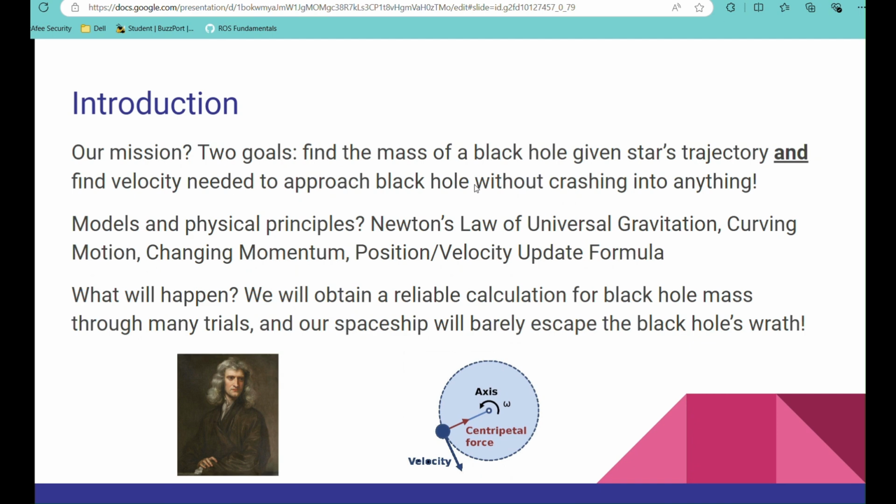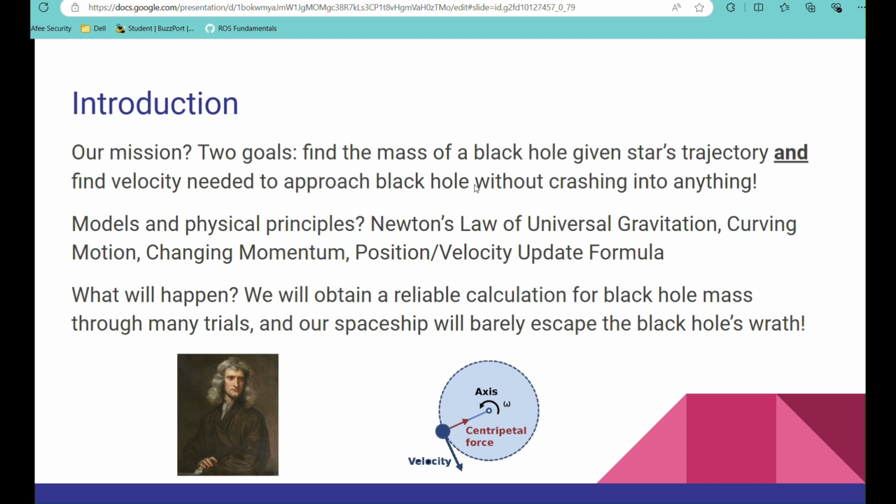To introduce what we're doing here, our mission is to find solutions to two goals. First, in part one, we'll find the mass of a black hole given the trajectory of a star. And secondly, in part two, we'll find the velocity needed to approach a black hole without crashing into the black hole or the planet that it's being launched off of. So we're trying to find the velocity to barely approach the black hole.